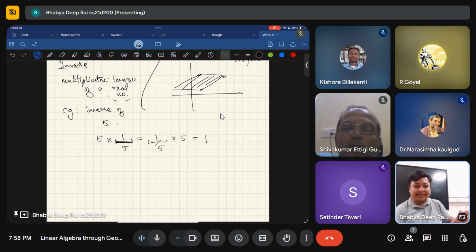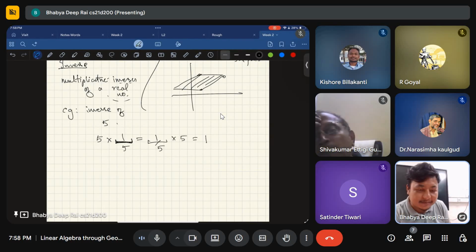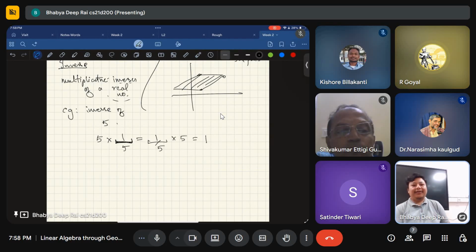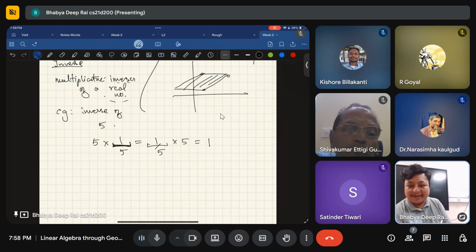Okay, for real numbers they exist, or rational numbers they exist. Yes, that is why people used to say the set of natural numbers does not make a field. Natural numbers don't make a group. Okay, and that's the reason. But natural numbers do have additive inverses. It depends on what your operation is.